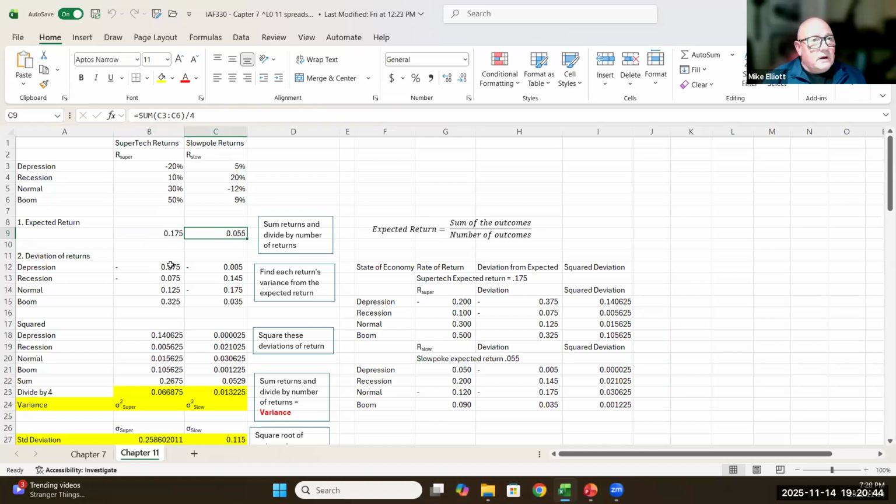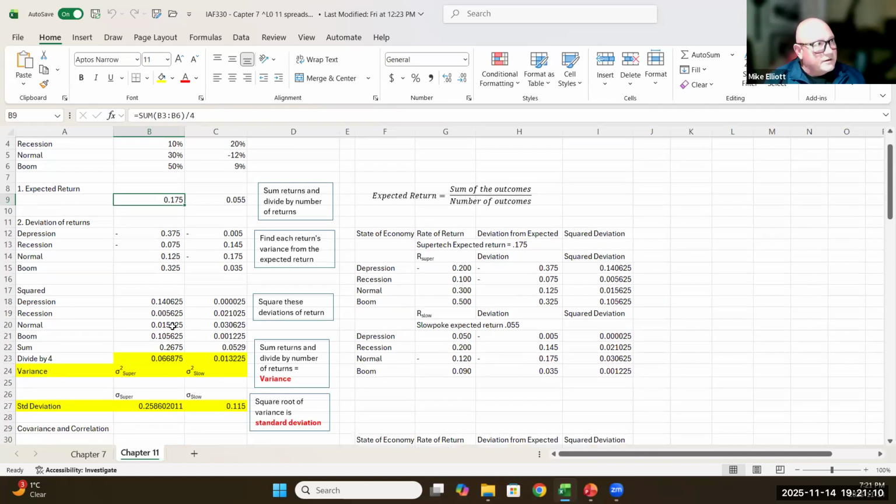Step 2. What's the deviation between the mean and our return? So we have our expected return, and how does each one of these states vary from that? So 0.175 minus 0.20 is minus 0.375, et cetera, et cetera. That gives us our deviation of returns. The next step is to square those deviations of returns. And we do that to get rid of the negatives so they don't cancel each other out. And then we can magnify the large and minimize the small.